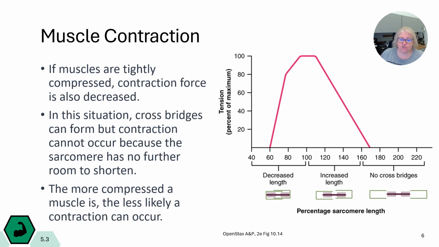Same if the fibers are too compressed. If they are already fully contracted, fully overlapped, then there's nowhere for them to go. They can't overlap anymore, and so we can't generate any tension when they're already completely overlapped. There's no more room for them to overlap anymore. The myosin has already reached the end, and everything is bumping against each other. So in this situation, cross bridges can form, but contraction can't occur because the sarcomere has no further room to shorten. The more compressed a muscle is, the less likely a contraction can occur.